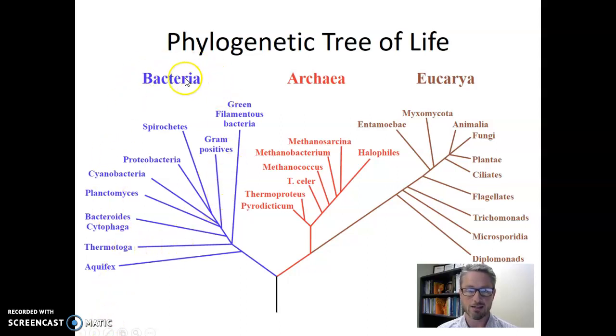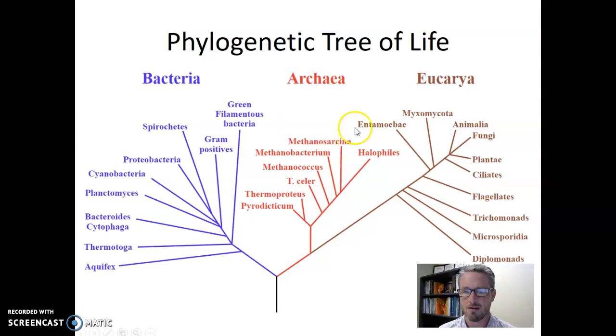Here we've got the bacteria domain. These are all prokaryotic organisms. They're all single-celled organisms. Then in the center here, we've got the archaea domain. Again, these are all prokaryotic organisms. They're all single-celled organisms. What's unique about the archaea is that they're generally what we call extremophiles. So they live in these extreme environments, like extremely hot environments, extremely salty environments, or environments with extreme pHs, and many others.